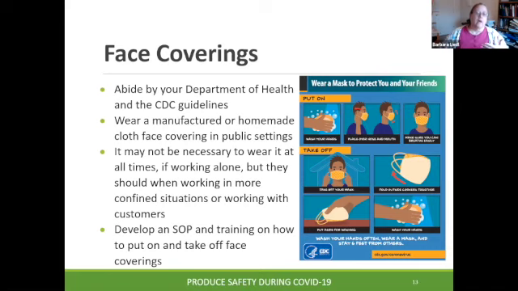But have an SOP on how to actually, when you want them to wear the mask, how to put the mask on, including washing the hands first, and also how to take it off.